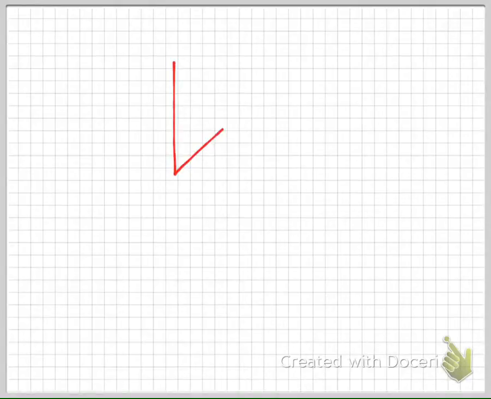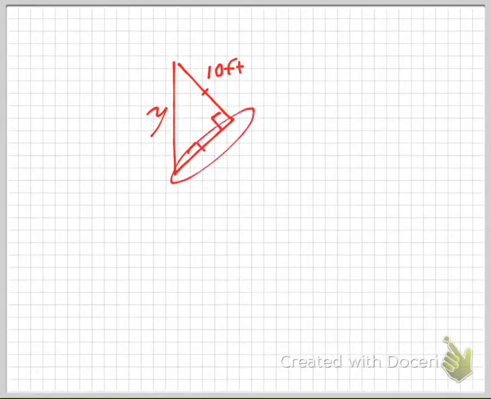I'm going to call this a right triangle, and this is isosceles, and I'm only going to give you one other thing: this side is 10 feet, and I want to know what y is. That's all I'm giving you. You can figure it out. So what is the length of this side, by the way? 10. That one's 10, right? You know that, right?